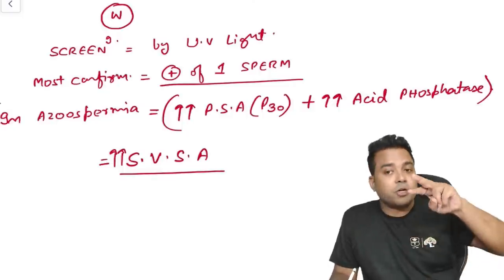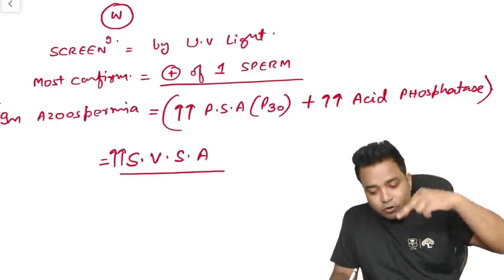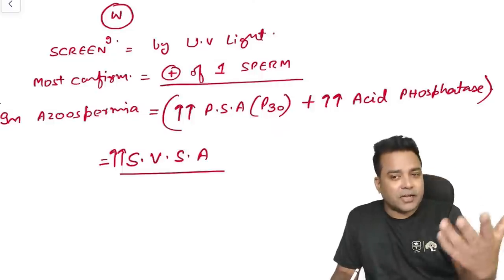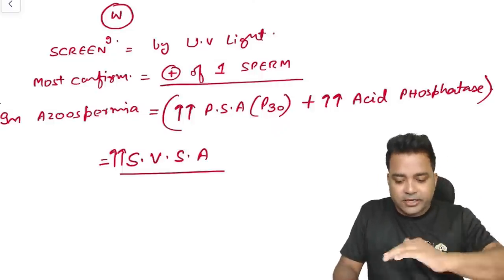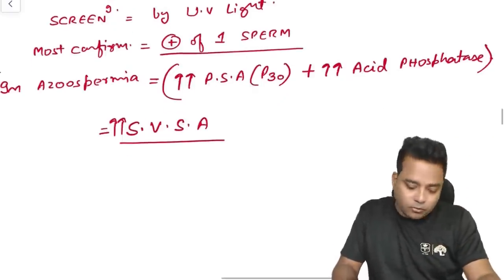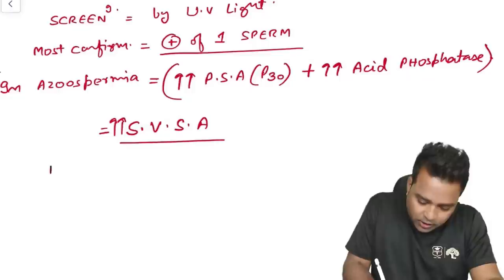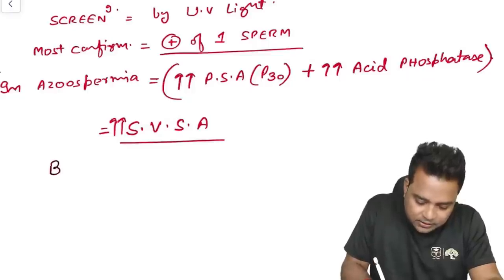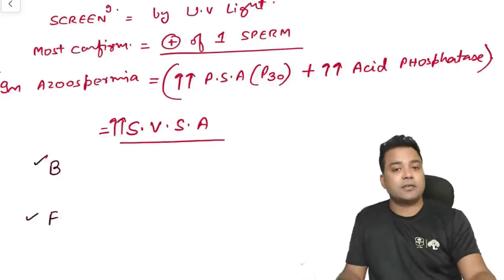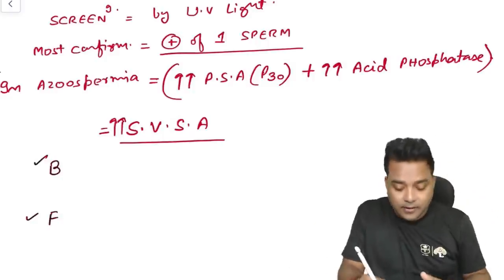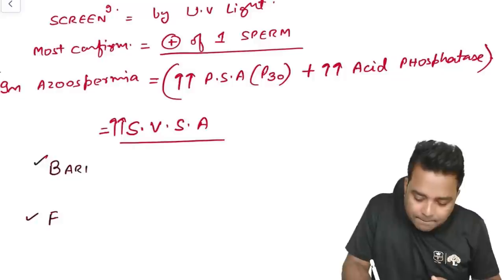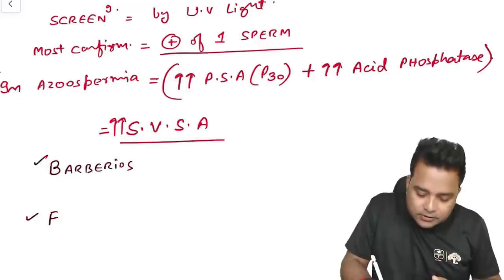Now, there are two important microscopic tests more for framing MCQs. Practically, they are not useful because they give false positive reactions. What are those microscopic tests? I will recall that the boy will have semen stain. I will remember that these tests are the boyfriend test, BF test, boyfriend test. B for Barberio, F for Florence.